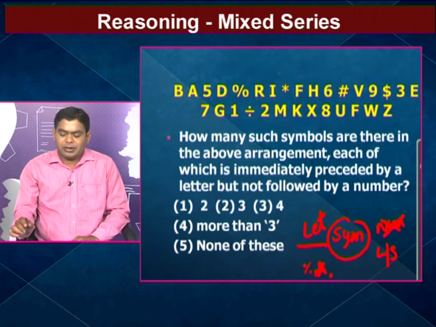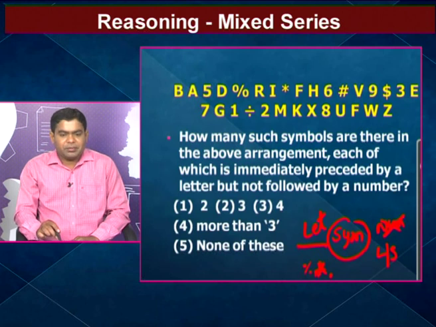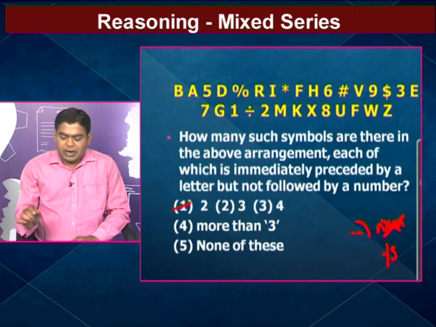That means the symbol division does not satisfy the given condition. So in our given series only two symbols are there, those symbols are percentage and star, preceded by a letter and not followed by a number. According to our options, first option is 2, second option is 3, third option is 4, fourth option is more than 3, fifth option is none of these. Here only two symbols satisfy the given condition, so option 1 is our answer.